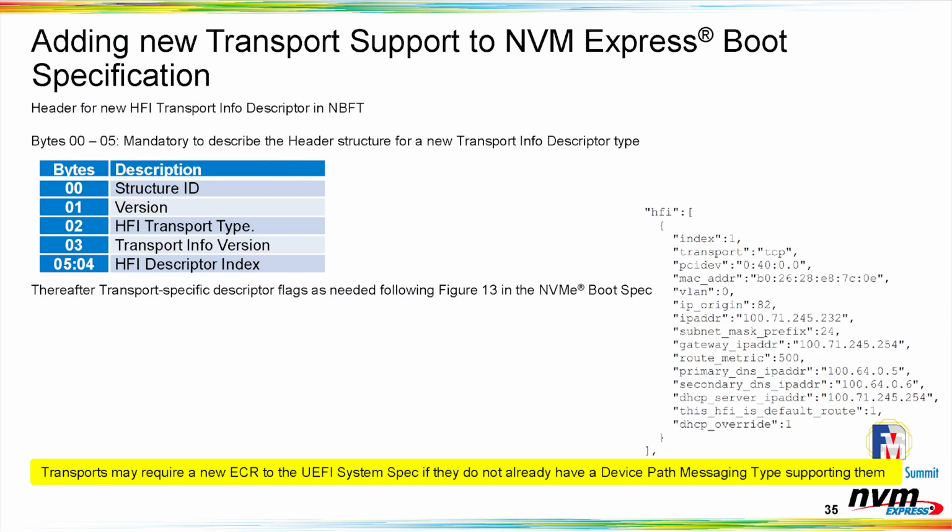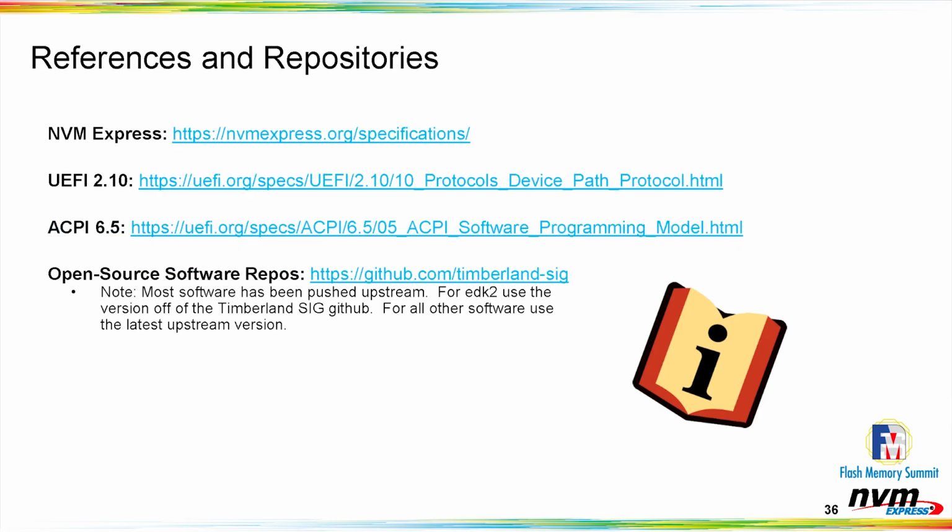It's all set up so that you can add new transport support to the boot specification very quickly and simply. We've got an example of that. We don't need to cover that here today, but we're prepared to add new transports. And here are our references and our repositories: the NVM Express boot specification, the UEFI and ACPI specifications, and the open source software repo.